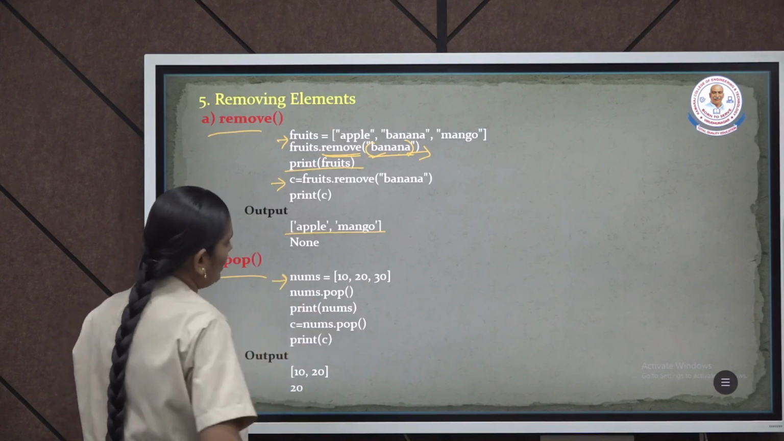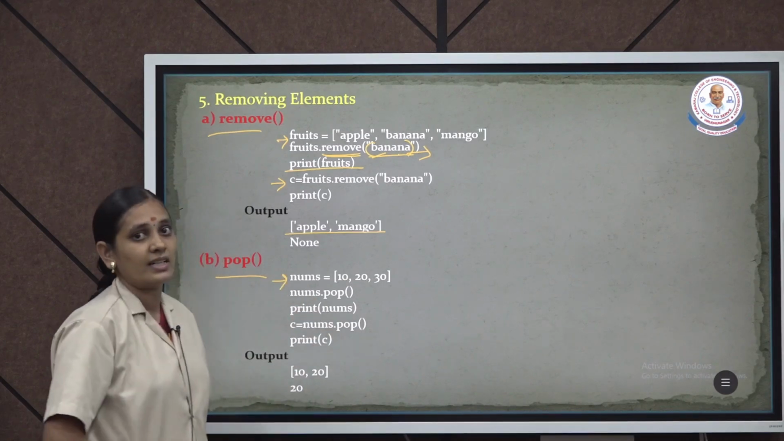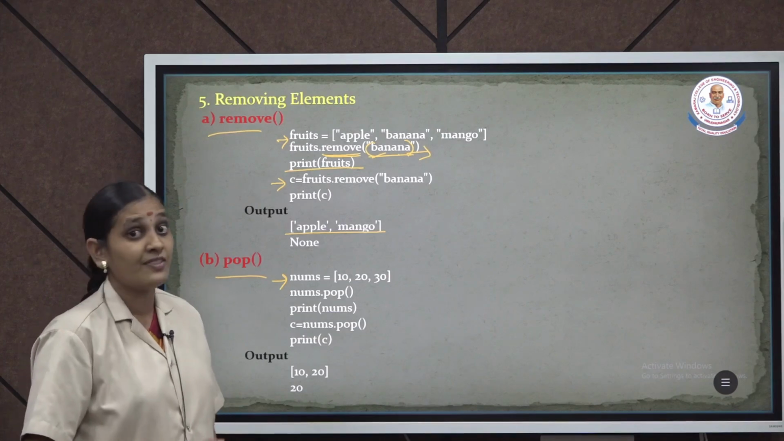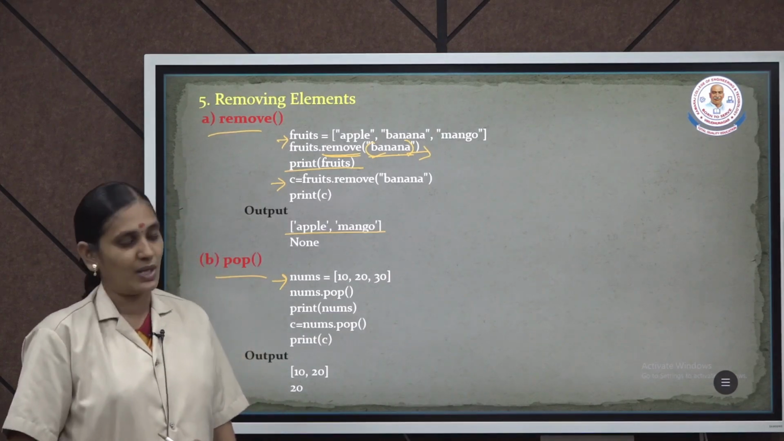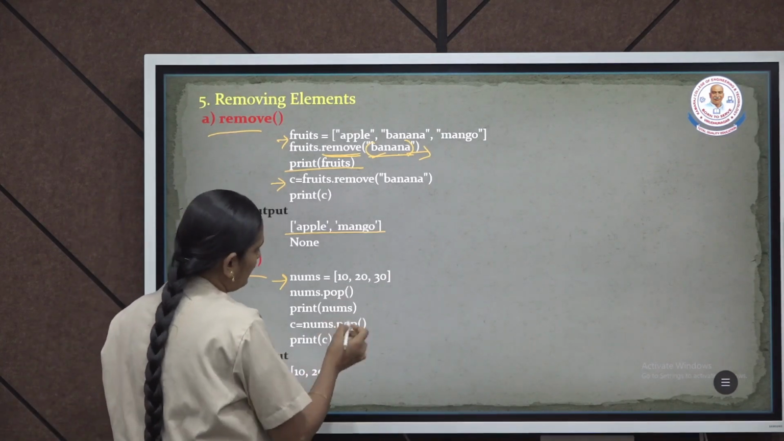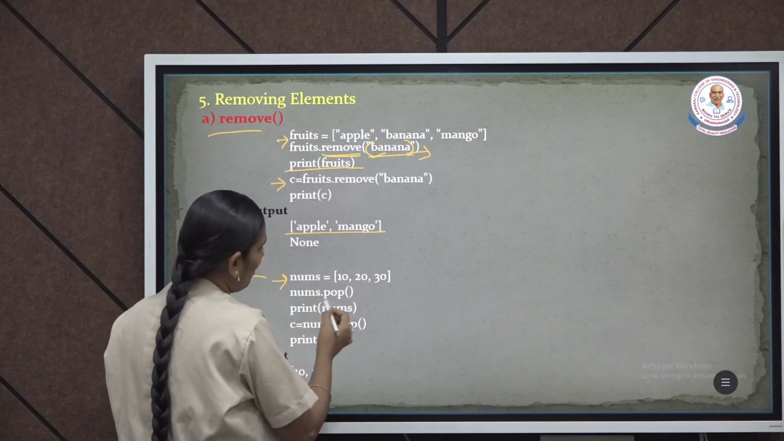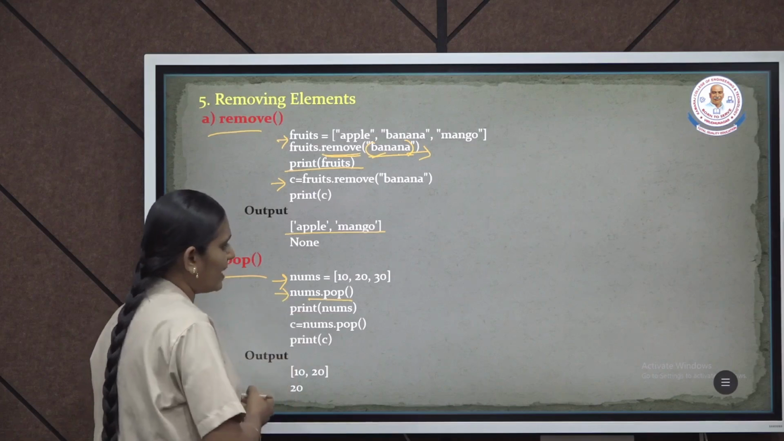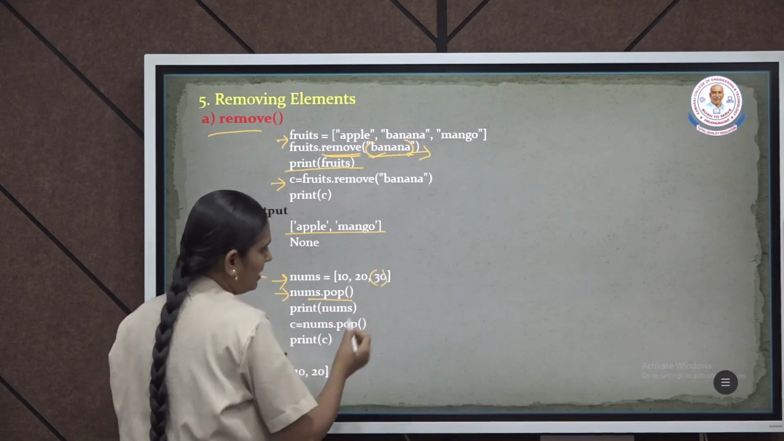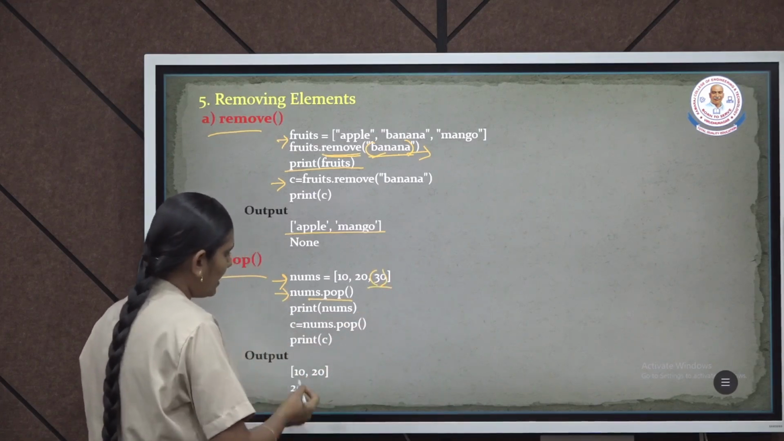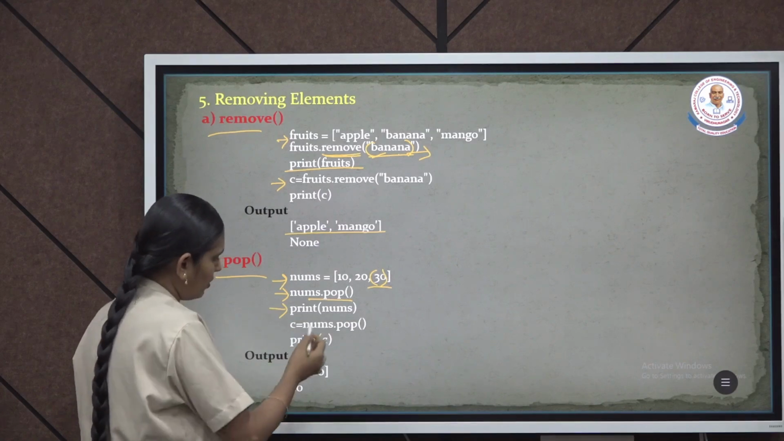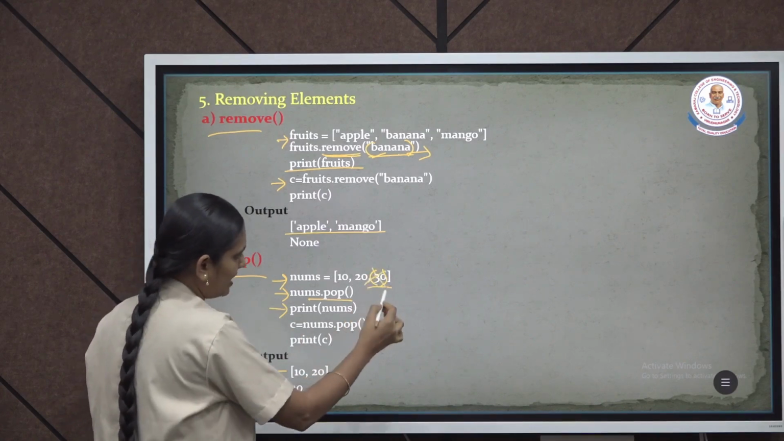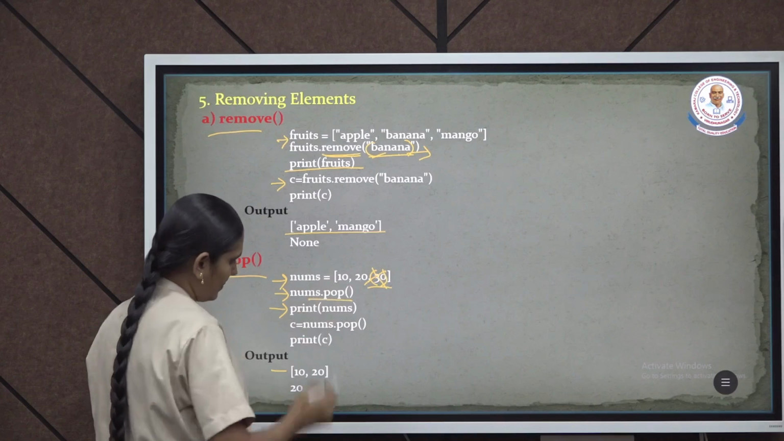Here the pop function usually deletes the last element in the list if we don't mention any index value. So I didn't mention an index value here, just num.pop. Here I am simply popping the element. So this statement simply deletes the 30, that means the last element of the list. Then I printed the list. What is the output? 10 and 20, because I have deleted the last one, right? So the remaining elements are 10 and 20.